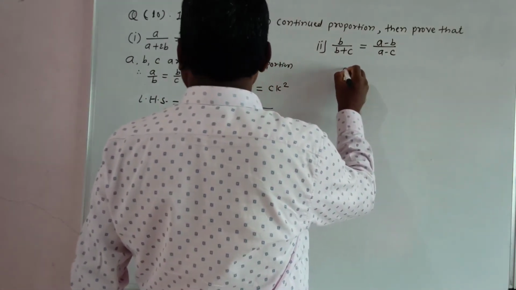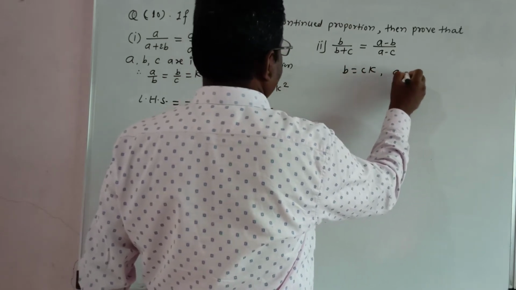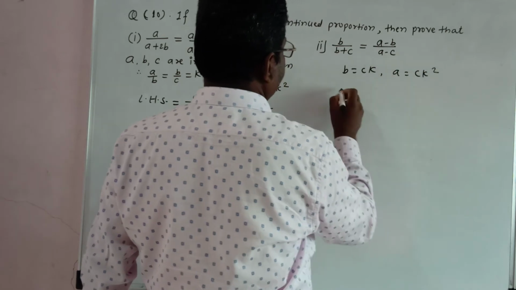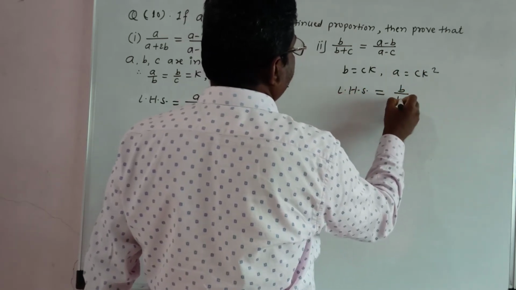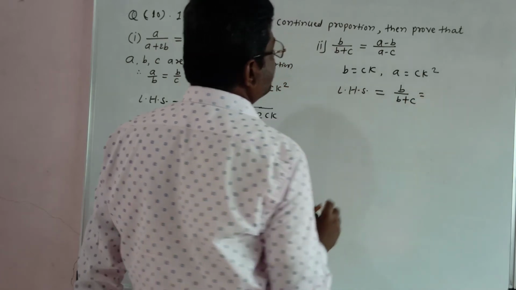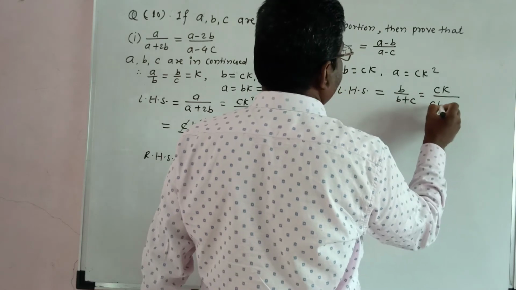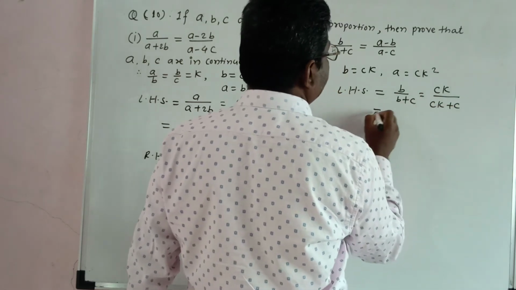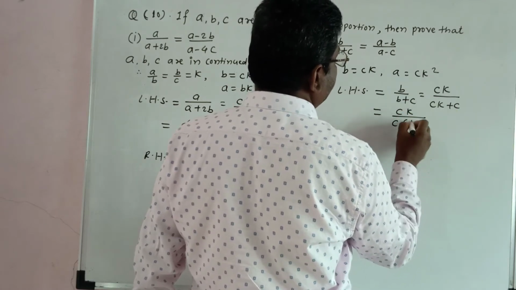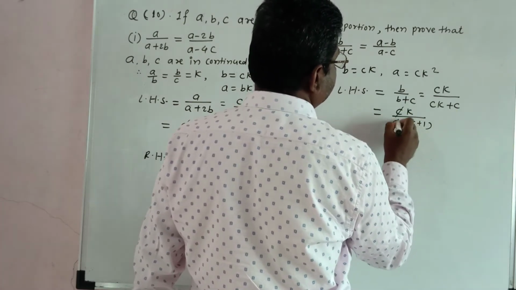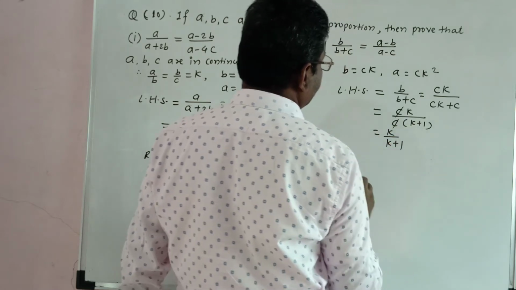Here also we have to take B = Ck and A = Ck². Now LHS is equal to B/(B + C), B is Ck, upon B is Ck plus C, is equal to Ck upon C common in bracket (k + 1). C gets cancelled, so it is k/(k + 1).